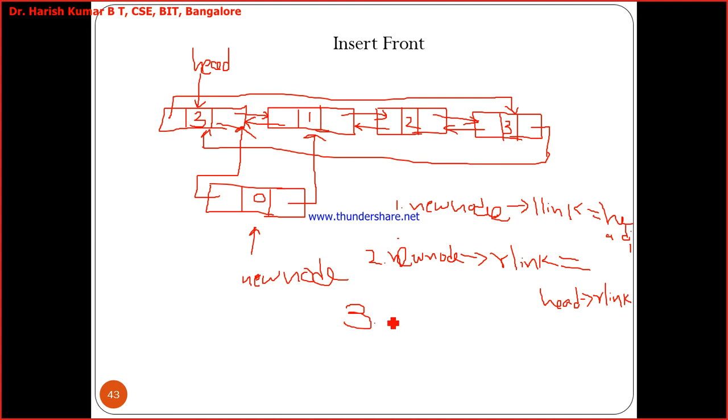Head arrow right link. Head arrow right link, R link is equal to new node. Okay, what's happening now? This link is broken. That means here you don't have the address of this node. Now you have here the address of this new node stored. So this link is established, and from here you can reach this.